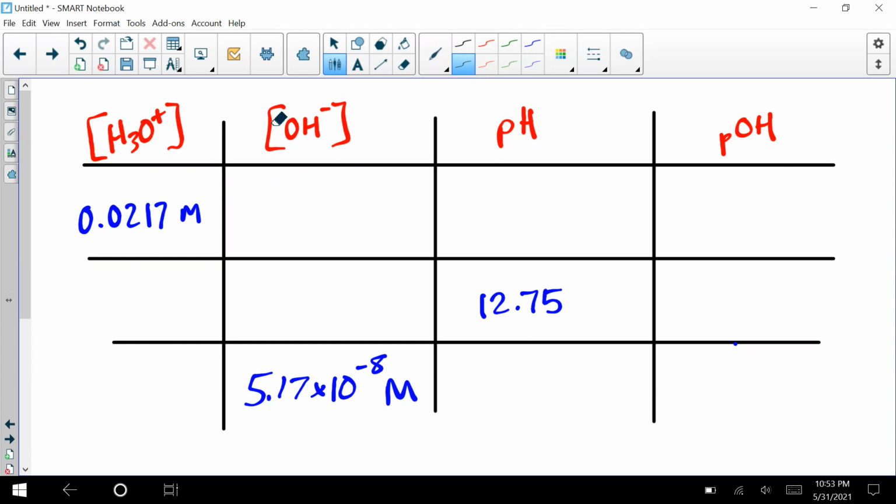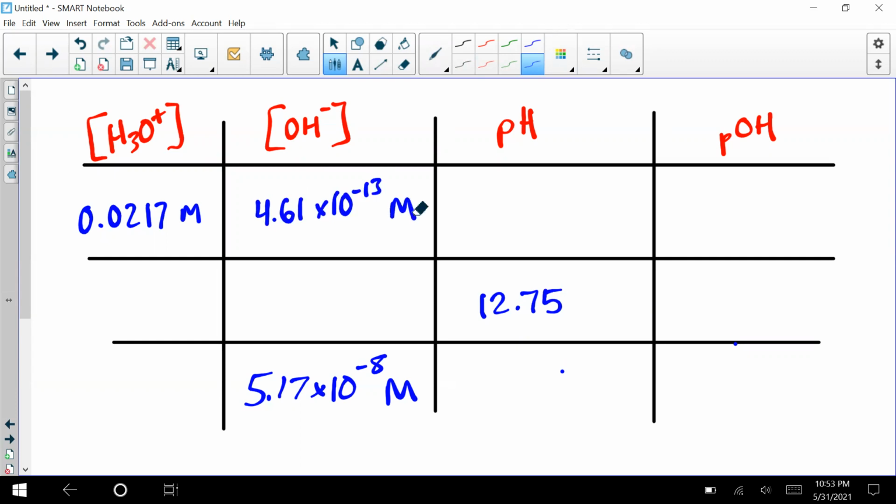You should look at your list where you have 1 through 6. And remember, if you know one and want the other, you're going to use formula number 4, which is the one with the 1 times 10 to the negative 14. So I'm going to say 1 times 10 to the negative 14 divided by 0.0217, which gets me 3 sig figs, 4.61 times 10 to the negative 13 molar.